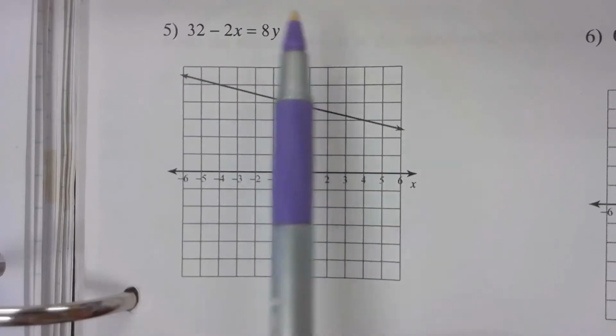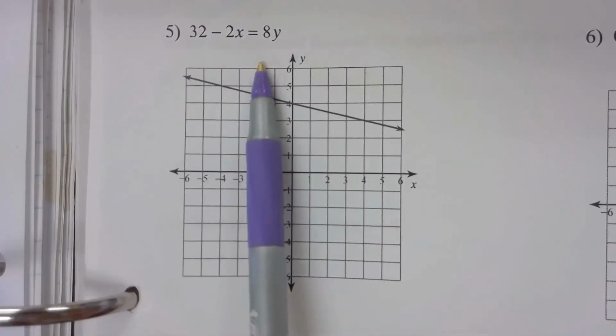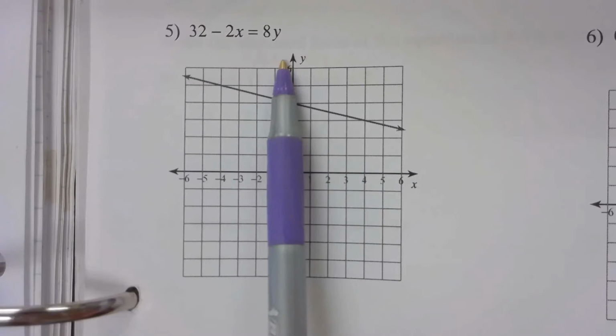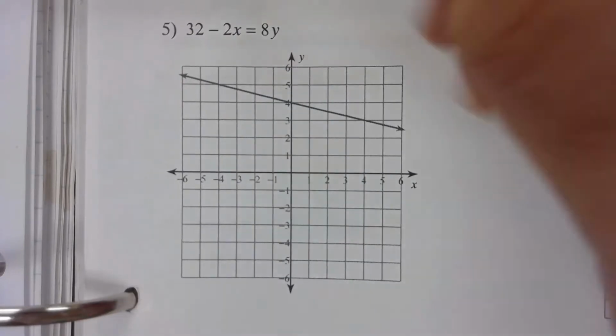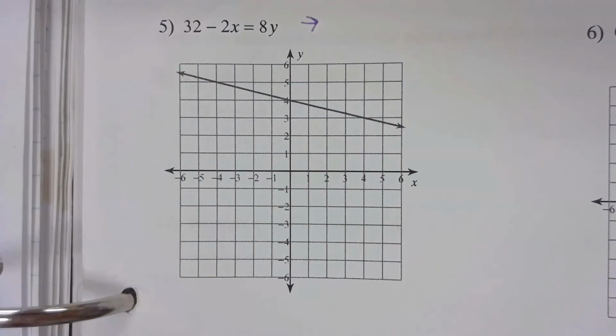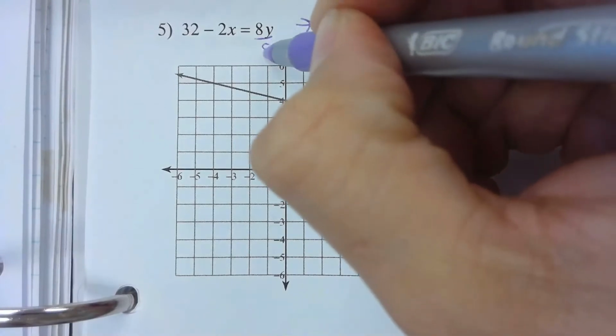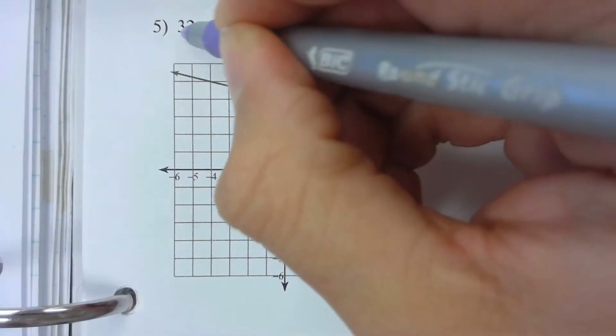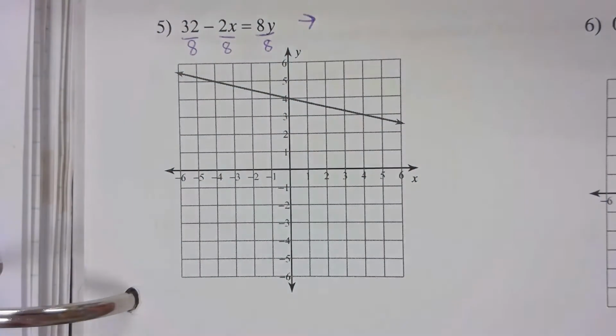It's not in standard form. It's not in slope-intercept form. So you have two choices. Choice number one would be to get it in slope-intercept form. To do that, I would divide everything by 8.